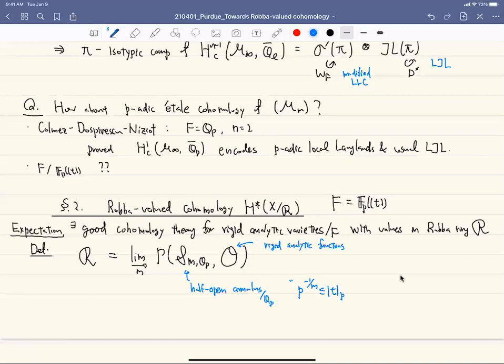Inside, I consider the inequality where the absolute value of t is strictly less than one and bigger than this number. Intuitively, you consider the open unit disk of radius one, and then an inner disk of radius one over p to the n, and you consider the points between them. This part is the half annulus we are working on. If you let n get bigger and bigger, the annulus gets smaller and smaller, going toward the outer boundary. So you can take the direct limit with respect to this restriction.